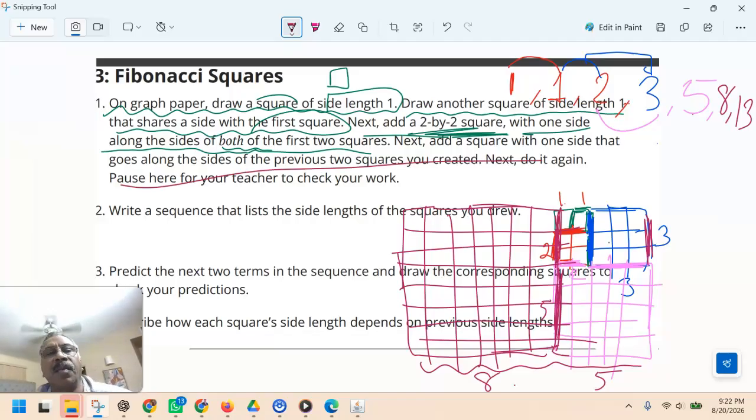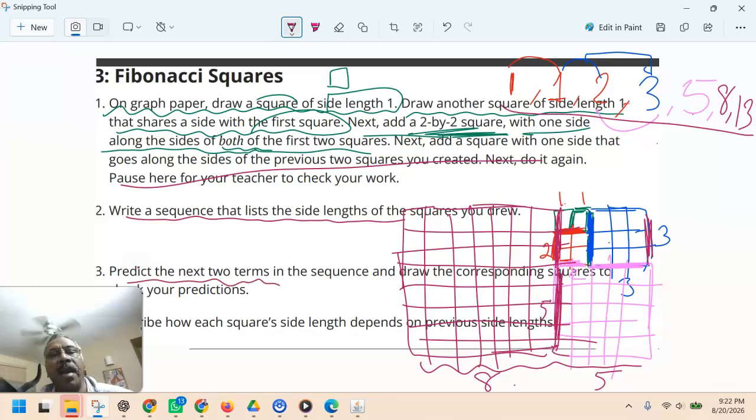I want you to really get this piece. Write the sequence that lists the side length, and here is the sequence. And then can you predict the next two terms in the sequence? That means the next one will be 8 plus 5, which is 13, and the next one will be 21.